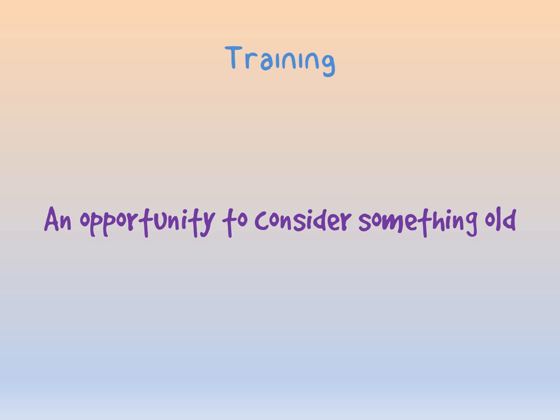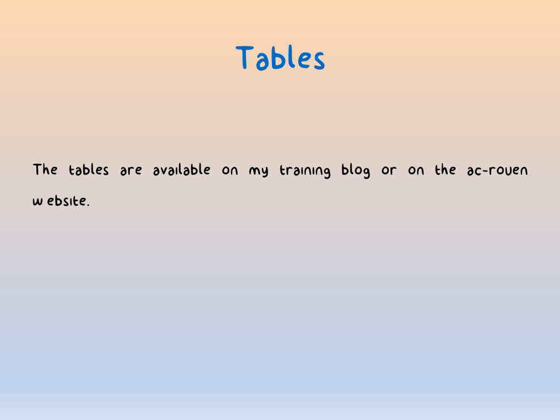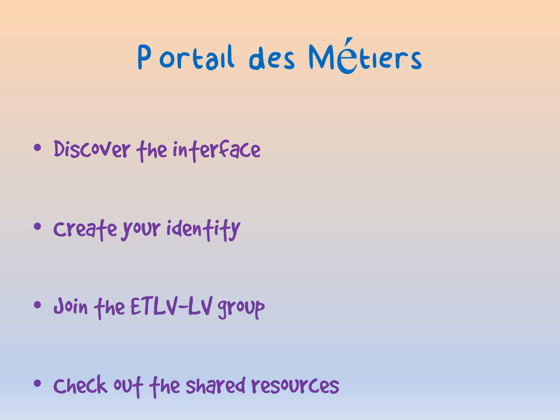Training is also an opportunity to consider something old. When I say old, I'm talking about the official instructions, which of course are not old, but they already exist. They're not going to be new to you, hopefully. We're going to talk about synchronizing content. And we're going to talk about the tables. When I talk about the tables, I mean the program tables, which are available on my training blog or on the Acquoint website. Of course, everything that we do in class needs to remember that we want to keep our students at the heart of everything we choose to do.